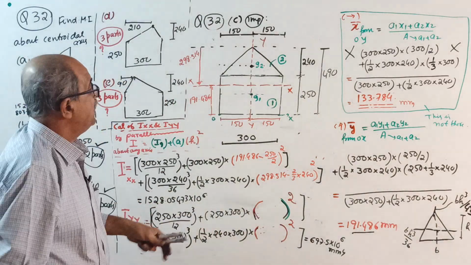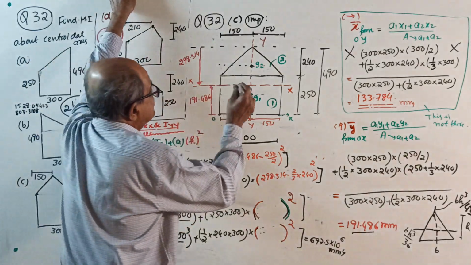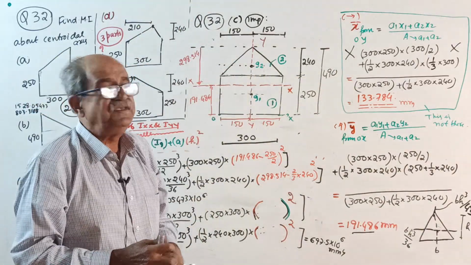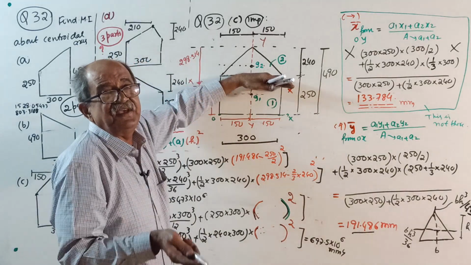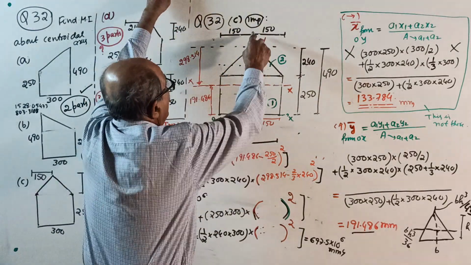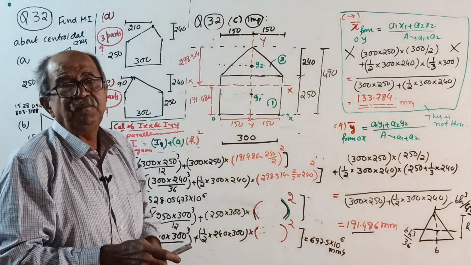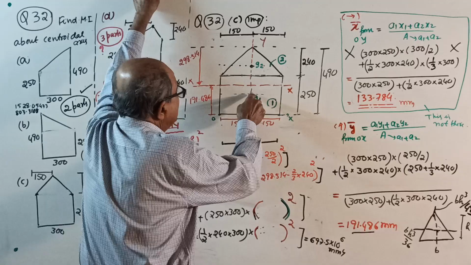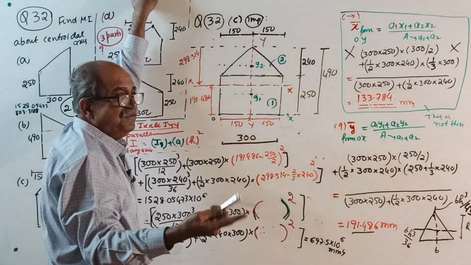IXX will come same. But IYY, be careful. I will tell before once again. Centroid G1, centroid G2, both are outside XX. So, when you do IXX, h square will come. But when you do I about YY, G1 and G2, both centroids lie on the YY. So, perpendicular distance from G1 to YY, from G2 to YY is 0.